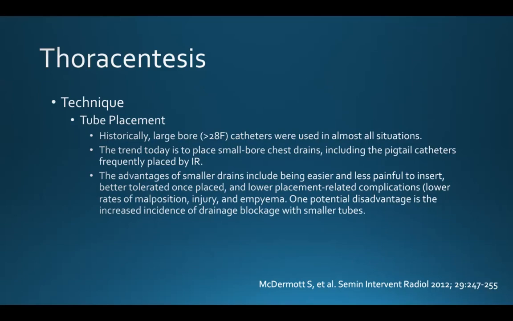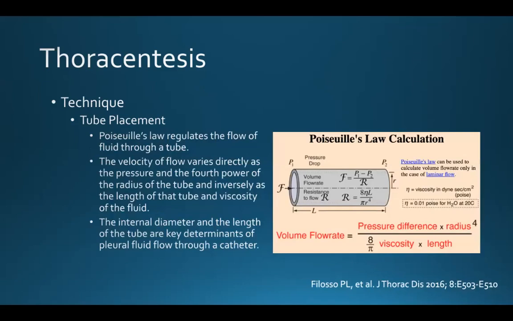One potential disadvantage is the increased incidence of catheter occlusion with smaller tubes. And physics tells us that the internal diameter and the length of the tube are the key determinants of pleural fluid flow through a catheter.